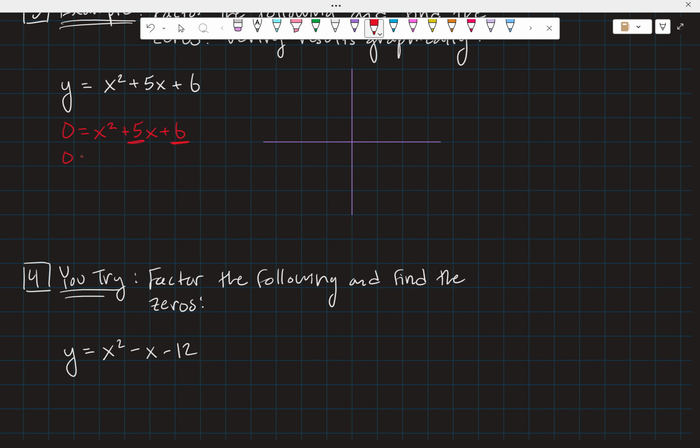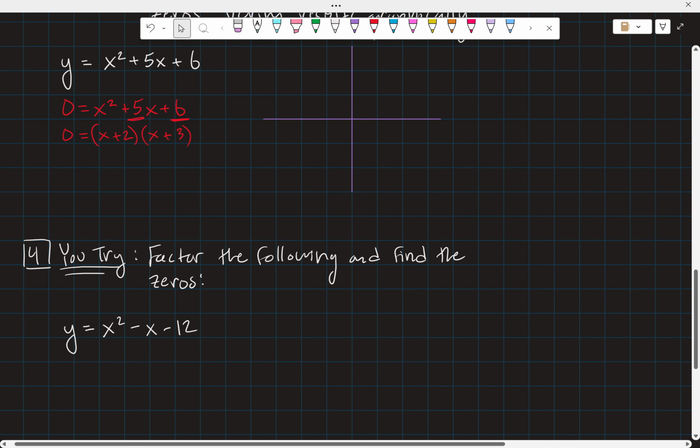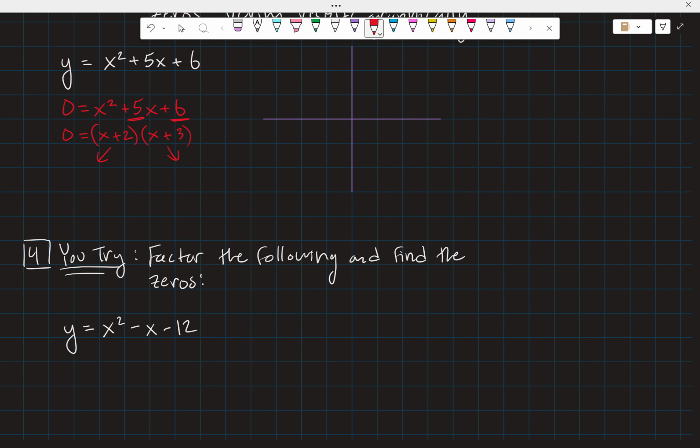So if we factor this out, we're going to have 0 is equal to (x + 2)(x + 3). And that's going to be our factored form of that equation. Like before, we can set those separately equal to 0. x + 3 is equal to 0, and x + 2 is equal to 0. Subtract 2 on that side, subtract 3 on that side, right?